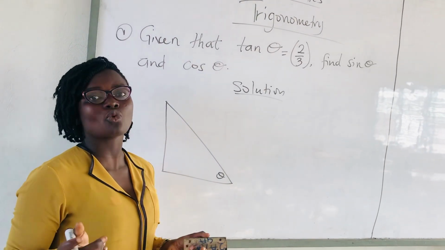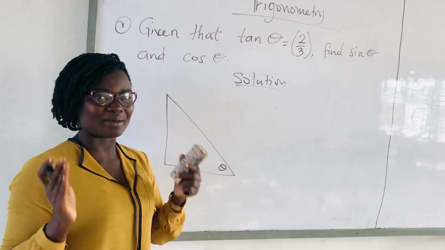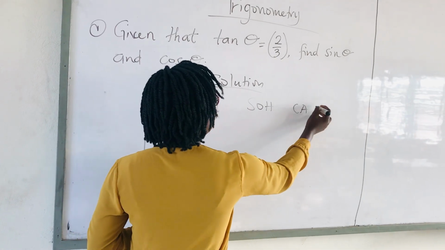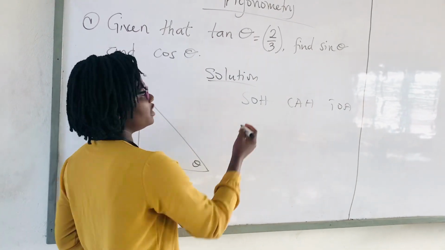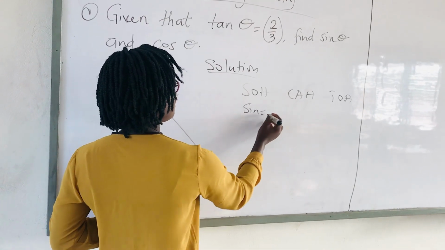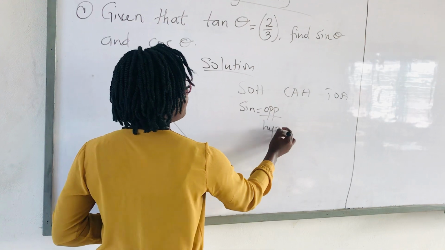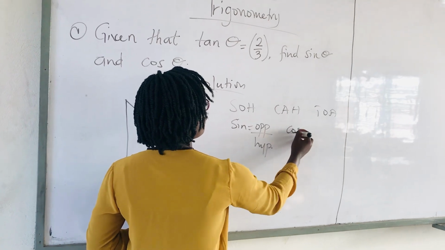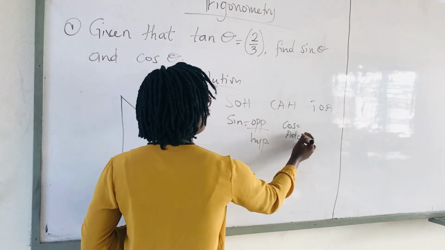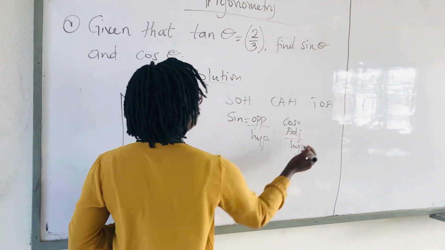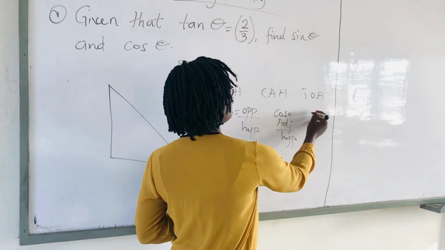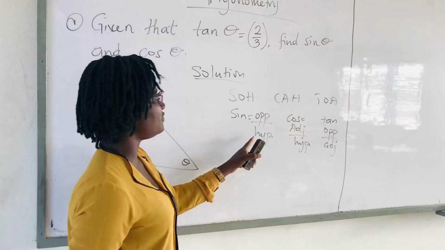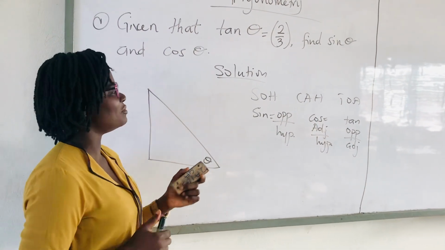Tan means what? 2. Don't forget it. There are some little ways of remembering things. So we have something called SOH CAH TOA. The SOH means sine, which is opposite over hypotenuse. The CAH means cos, which is adjacent over what? Hypotenuse. Then the TOA means tan, which is opposite over adjacent. So if you know this one in mind, you can solve so many examples.